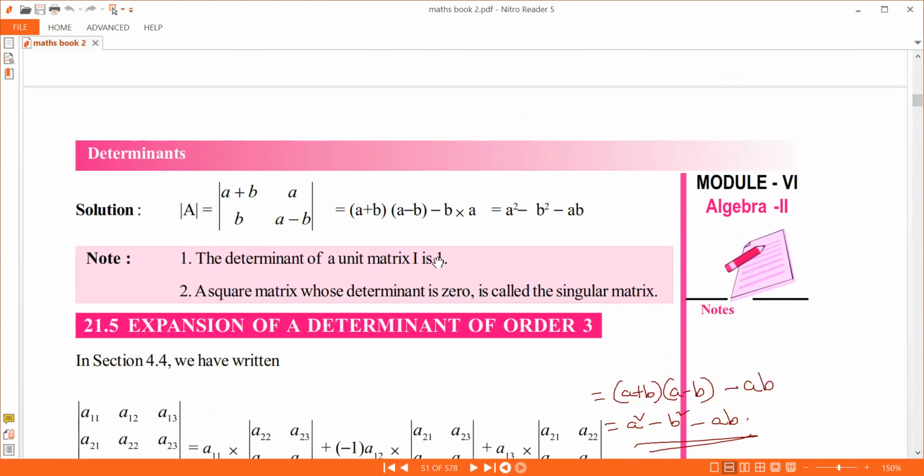Determinant of a unitary matrix: a unitary matrix means identity matrix, so that is 1. And a square matrix whose determinant is 0 is called a singular matrix. I told you well before, this is called a singular matrix. If det A is 0, that means it is a singular matrix.